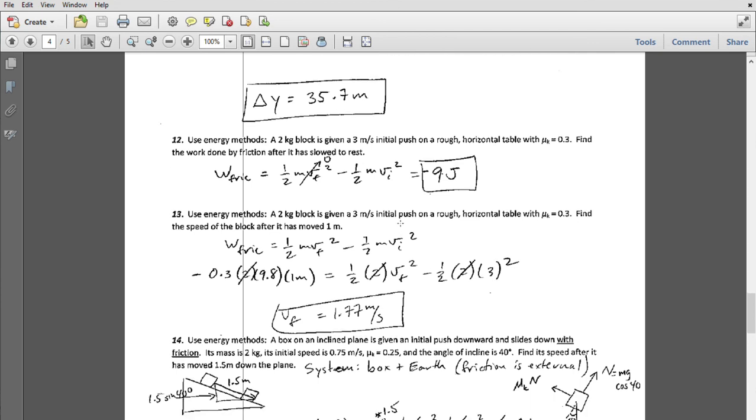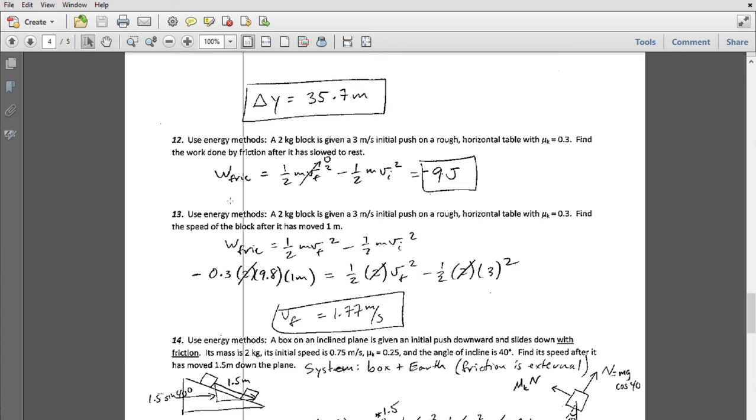A 2-kilogram block is given a 3 meter per second initial push on a rough horizontal table with a given coefficient of kinetic friction. Find the work done by friction after it has slowed to rest. I think this is actually a problem that we did on a worksheet in class, but in any case, here we can use the work kinetic energy theorem. We can take that friction force to be an external force, and in fact, we can just take our system to be just the block, and in this case we'll take all forces acting on the block, which is friction, normal force, and weight force, to be external forces.